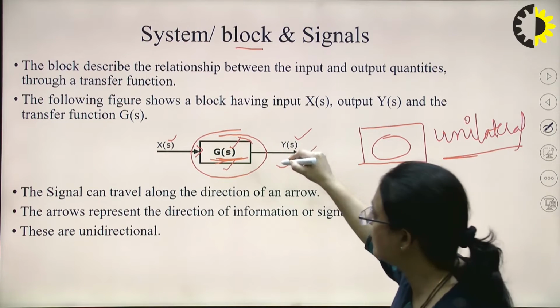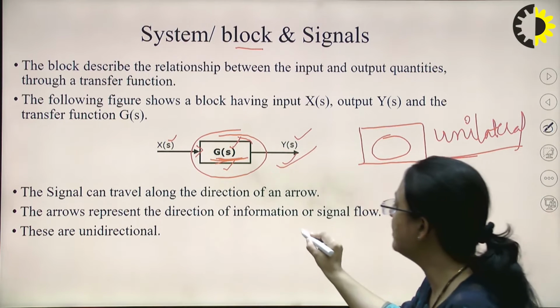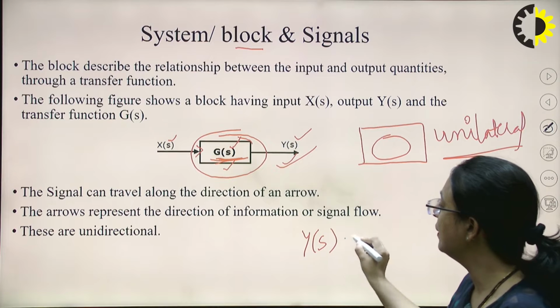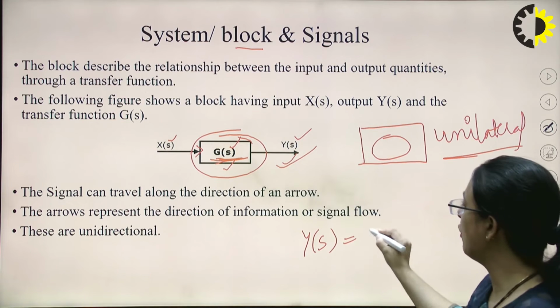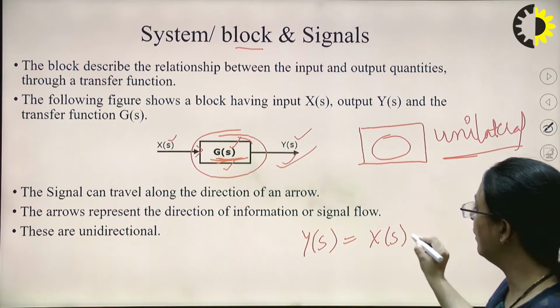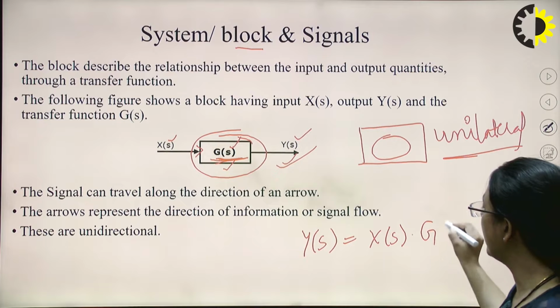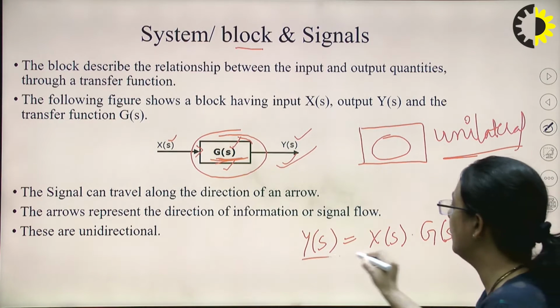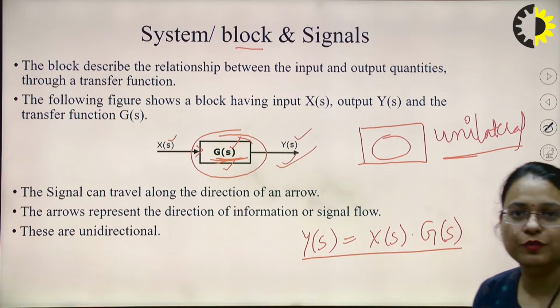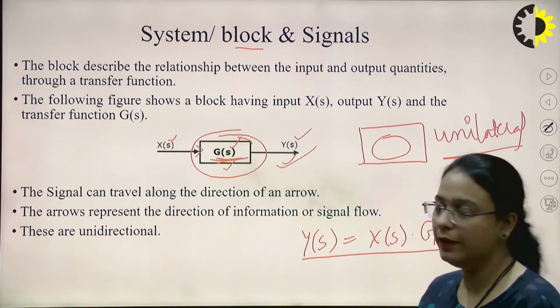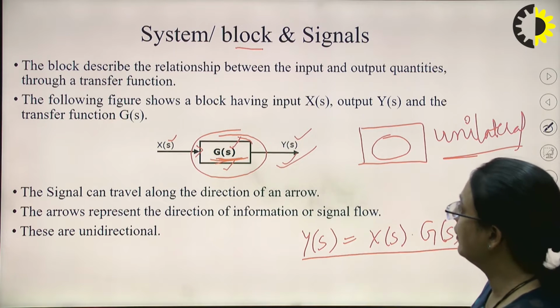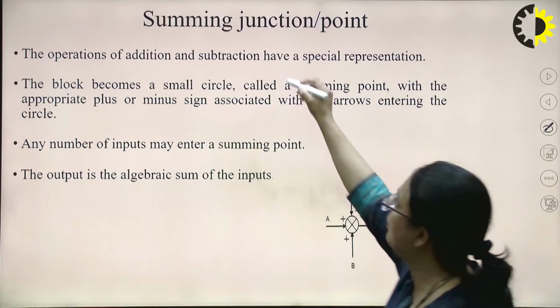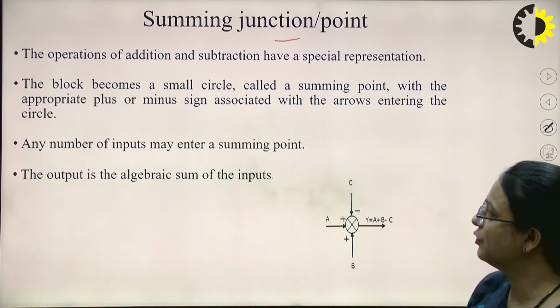So for this system, you can say the output Y(s) will be the multiplication of the input with the transfer function inside the block G(s). So here Y(s) will be equal to X(s) into G(s), okay? So coming to the next, that is the summing point, or you can say summing junction.